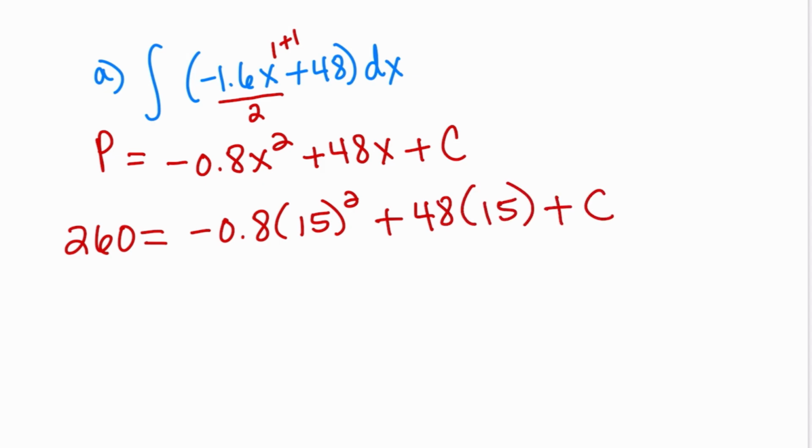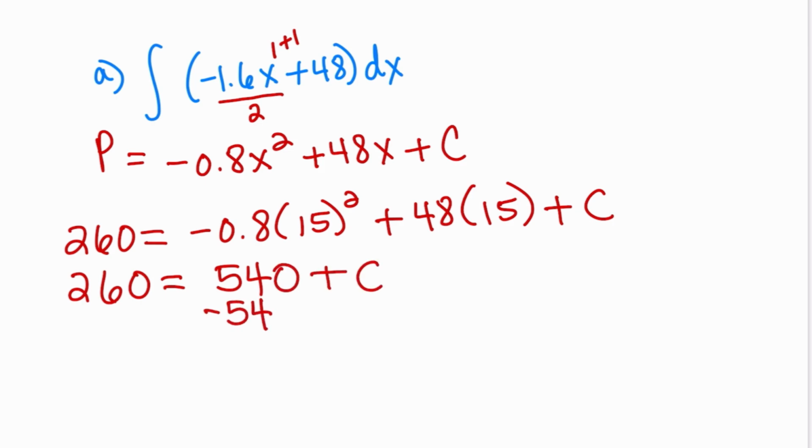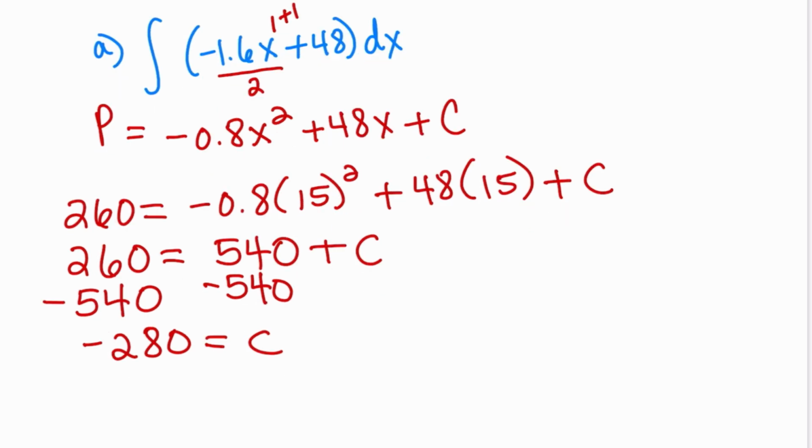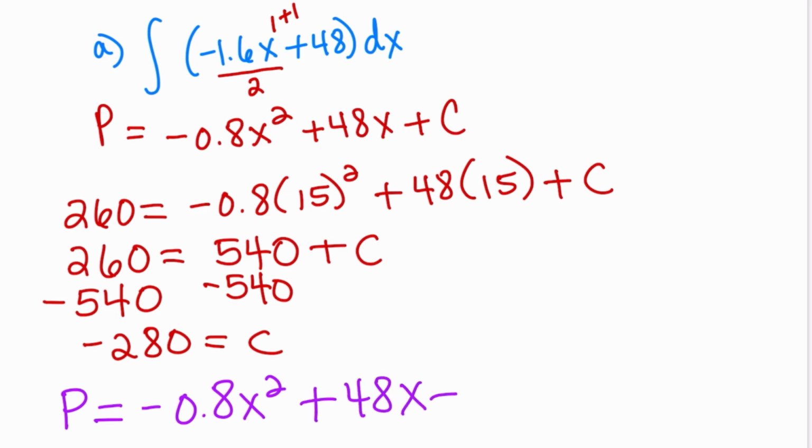This goes straight into your calculator. 260 is equal to 540 plus c. Take away 540. Negative 280 is equal to c. I have just found the entire equation, which is P equals negative 0.8x squared plus 48x minus 280.